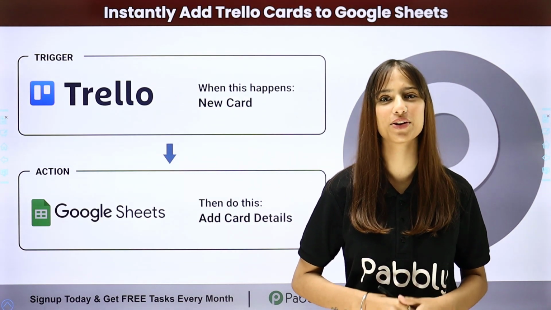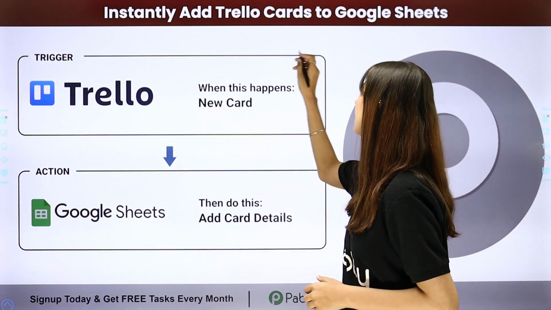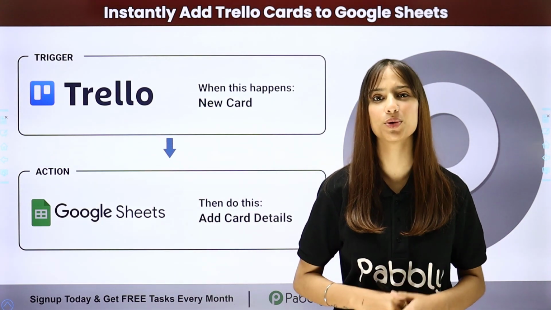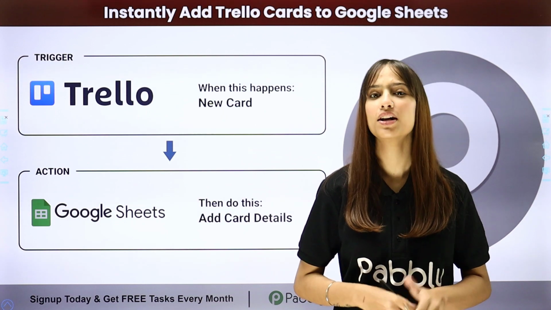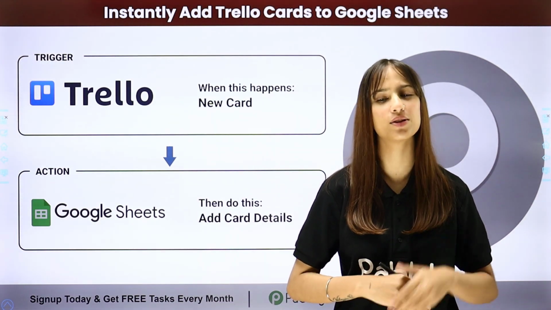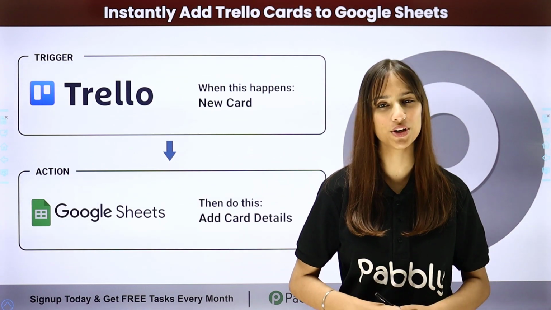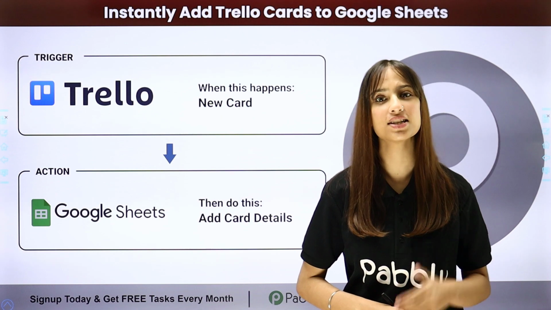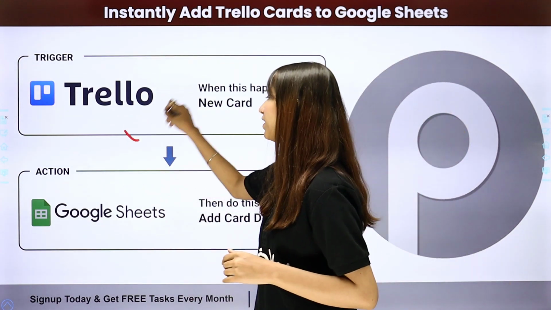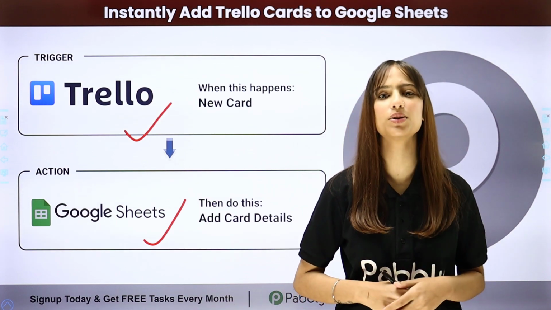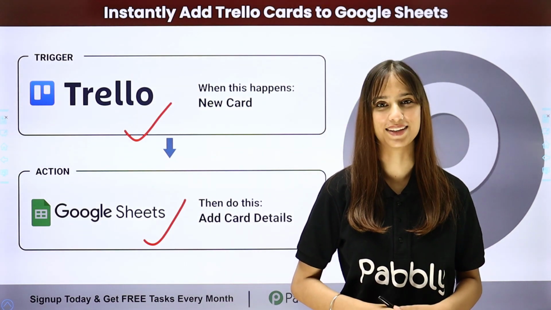So in today's video, we are going to understand how to instantly add Trello cards to Google Sheets. So here my objective is that whenever I'm going to add a new card in Trello, then automatically I want to add the same Trello card details in my Google Sheets. So now to do this, I'm going to use Pabbly Connect to build an integration between these two applications. My trigger application will be Trello and my action application will be Google Sheets. So if you want to learn more about this, follow me through the screen.